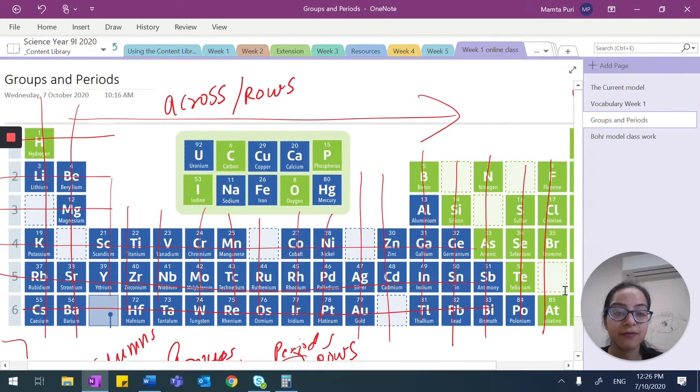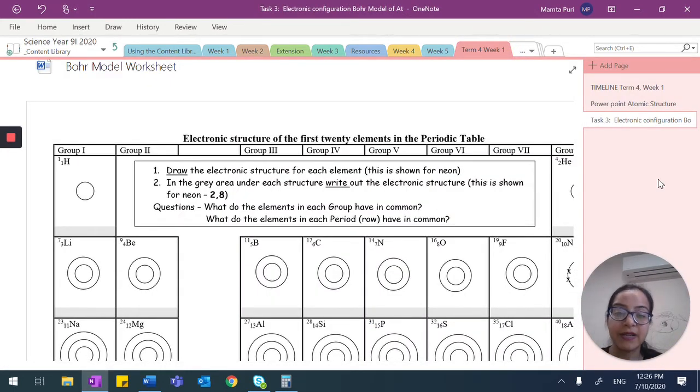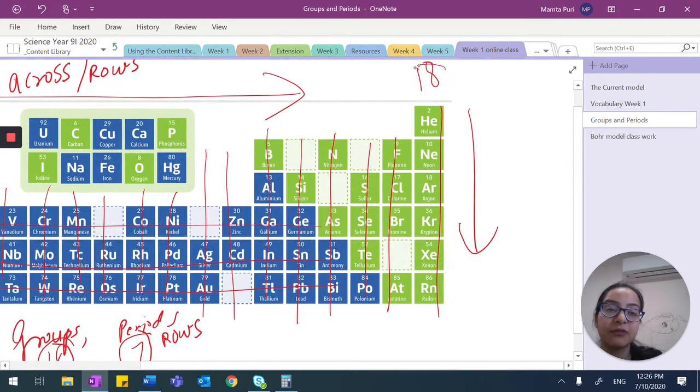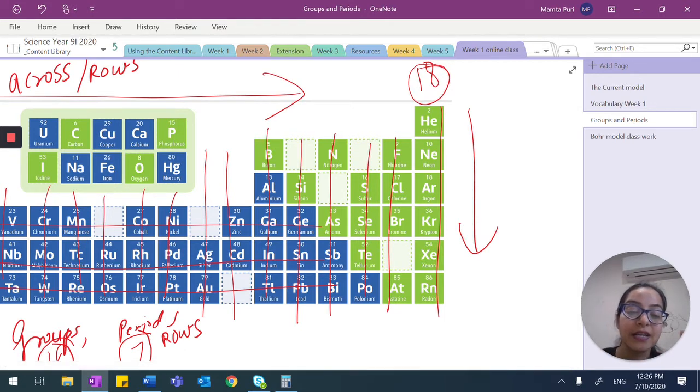Your question I can access from this week's timeline. What do the elements in each group have in common? Now I need to go back to the periodic table again. If you pick any one group, let me pick the 18th group, bear in mind that whatever elements are included in that particular group, all of these elements have the same physical and chemical properties. For example, in the 18th group I have helium, neon, argon, krypton, xenon, and radon. All of these 6 elements have the same properties. They are all noble gases. They are unreactive gases because of some reason.